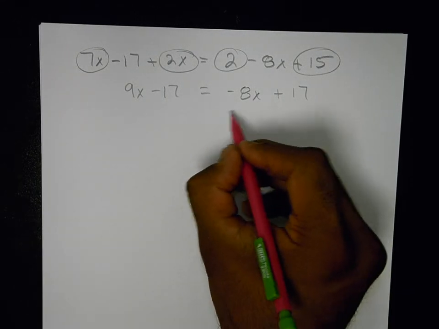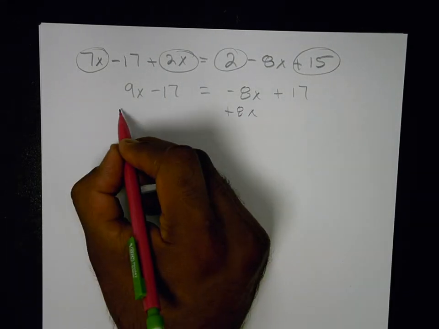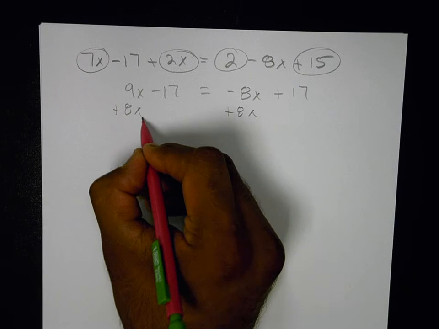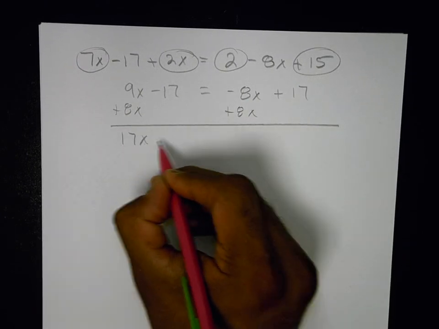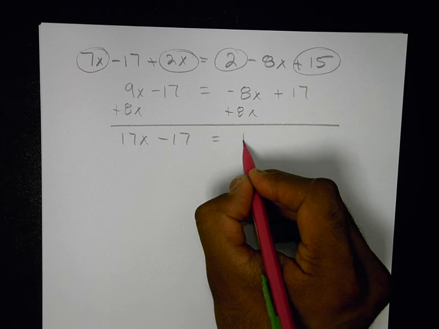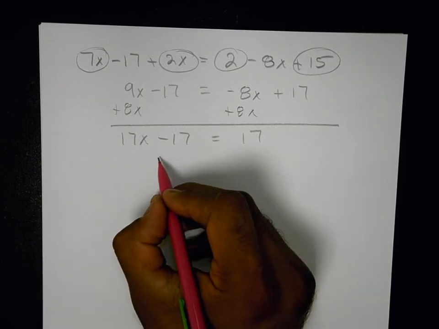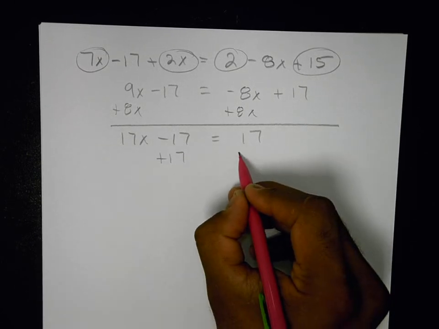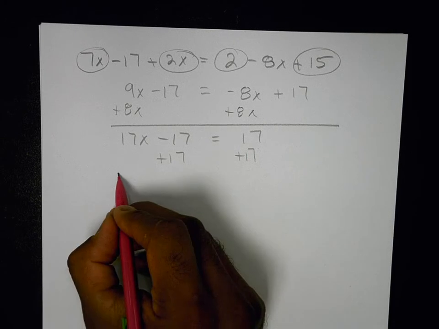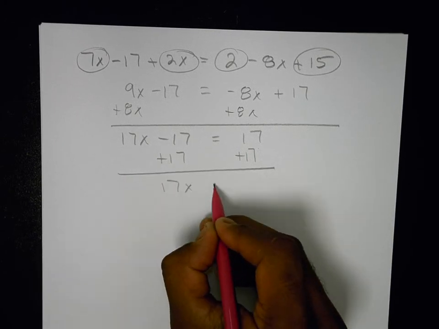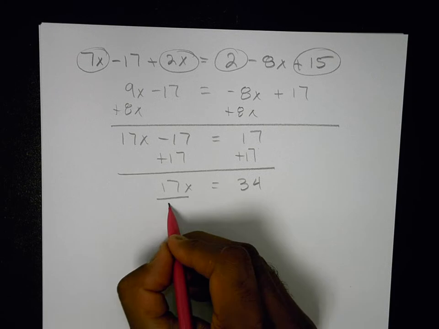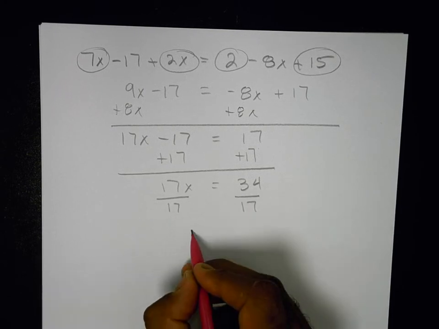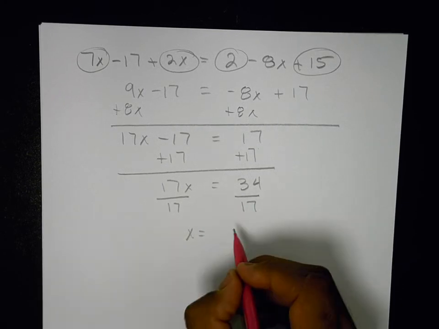Then I will add an 8x to both sides, doing the opposite. And I get 17x minus 17 equals 17. I'll do an opposite right here. Gives me 34. Divide by 17. And x equals 2.